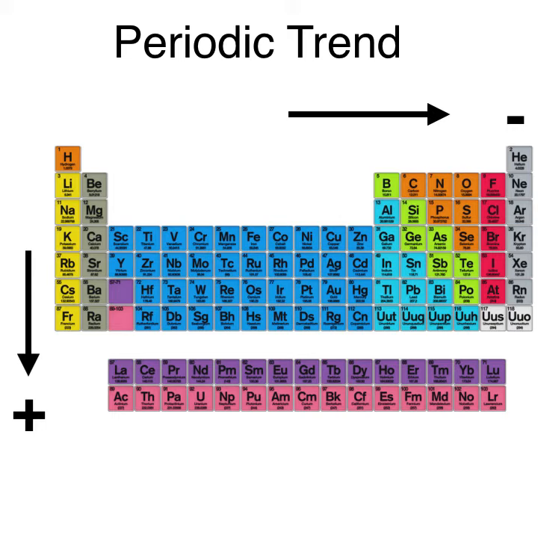When going down a group, however, electrons are added into new shells. These new shells have maximum electron densities farther and farther away from the nucleus.